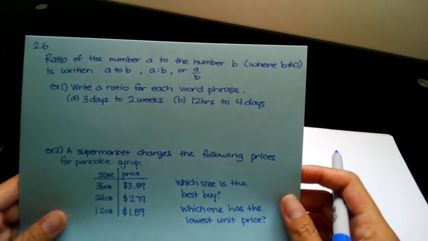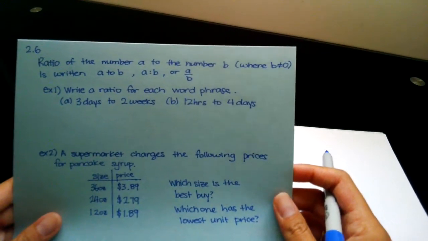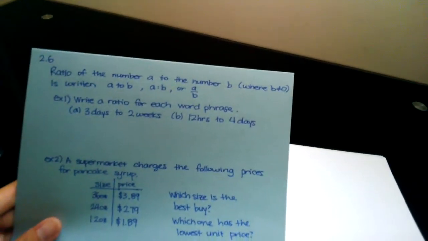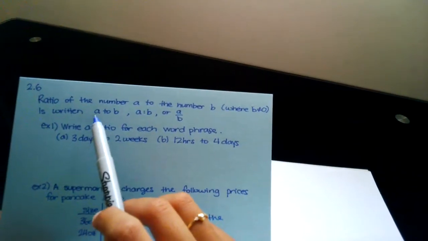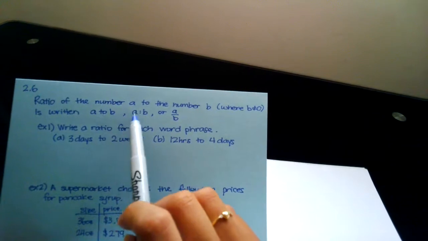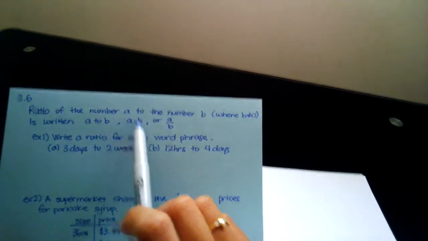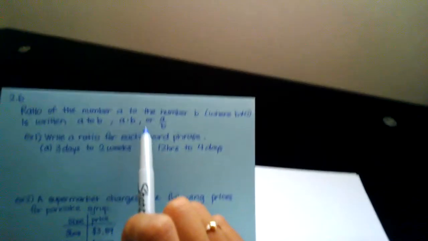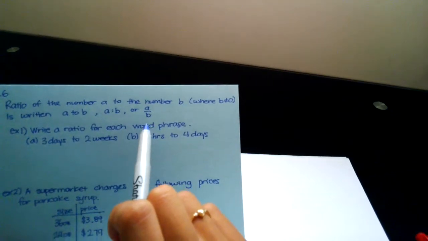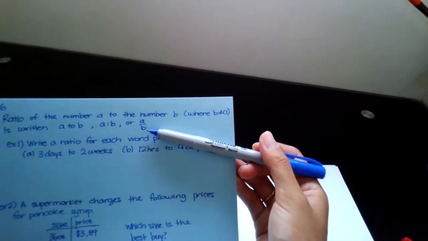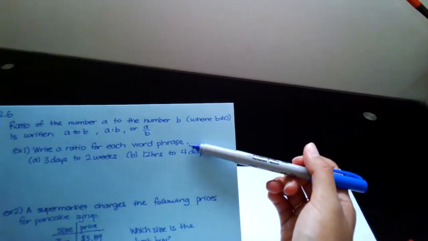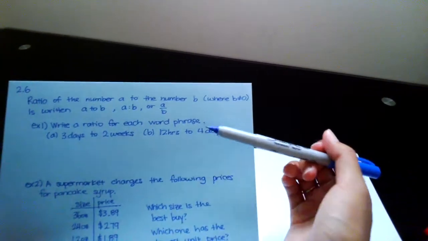The ratio of a number A to the number B, where B is not 0, is written as, there are 3 different ways that you can write them. You can write it A to B, or with the colon, A colon B, or you can write it as a fraction or quotient, another word for a fraction. So you could do A over B.